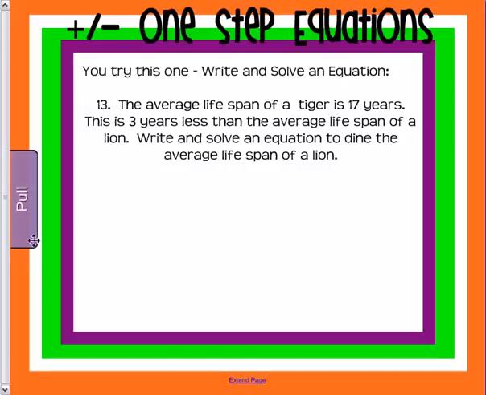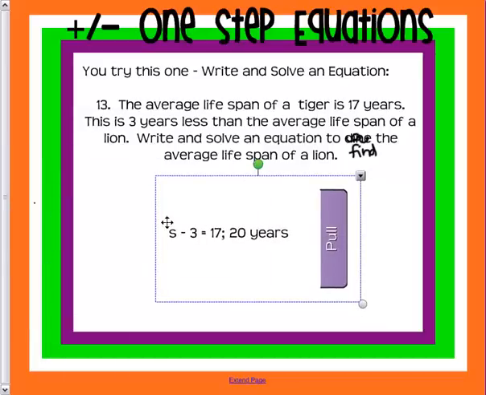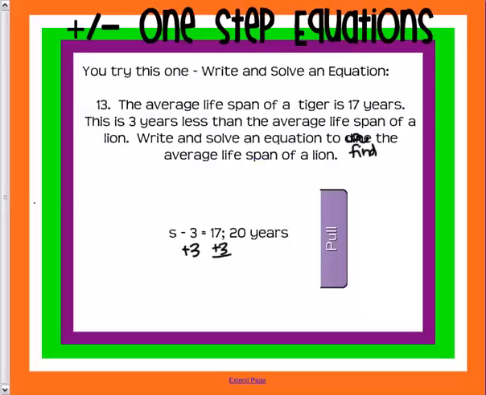Okay, so you try this one. The average lifespan of a tiger is 17 years. This is 3 years less than the average lifespan of the lion. Write and solve an equation to find the average lifespan of the lion. Okay, take a second, try it yourself. I'm going to go through the answer right now. Okay, so if we have the lifespan of the tiger at 17 years, and we know that it's the lion's lifespan minus 3 years, because it's 3 years less, then we know that if we add 3 to both sides, we're left with the lifespan being 20 years.